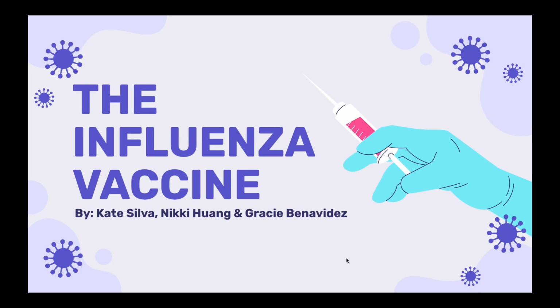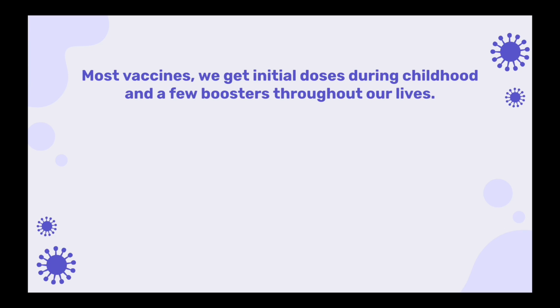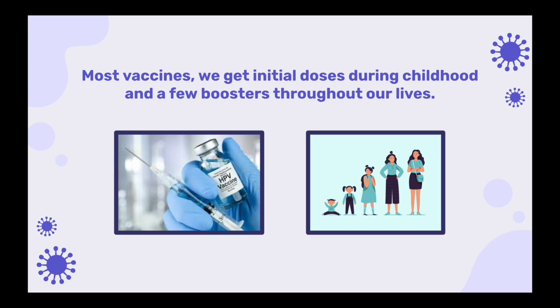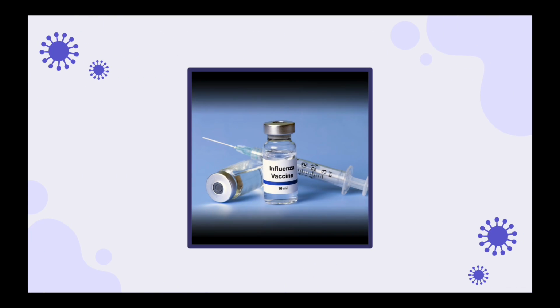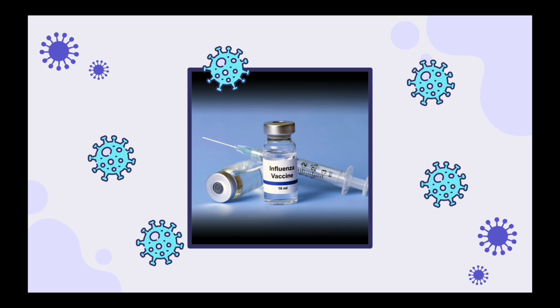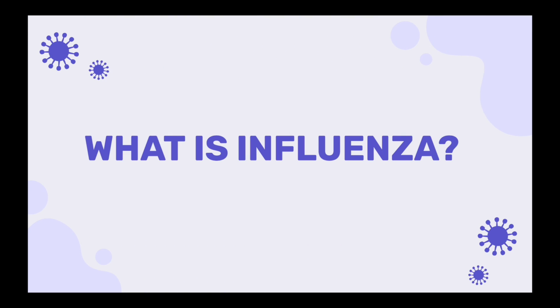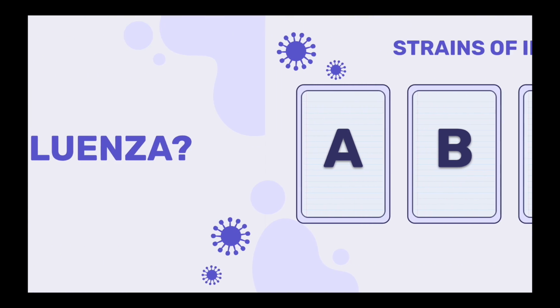Today, we'll be talking about the influenza vaccine. Most vaccines, like the HPV vaccine, we get initial doses during childhood and a few boosters throughout our lives. This is different for the influenza vaccine, commonly known as the flu shot, which we get each year. The influenza vaccine protects against the influenza virus. But what is the influenza virus and how does it affect humans?